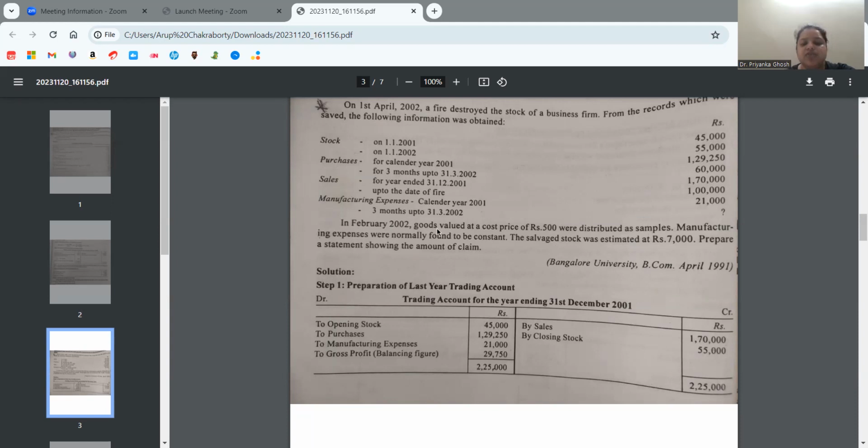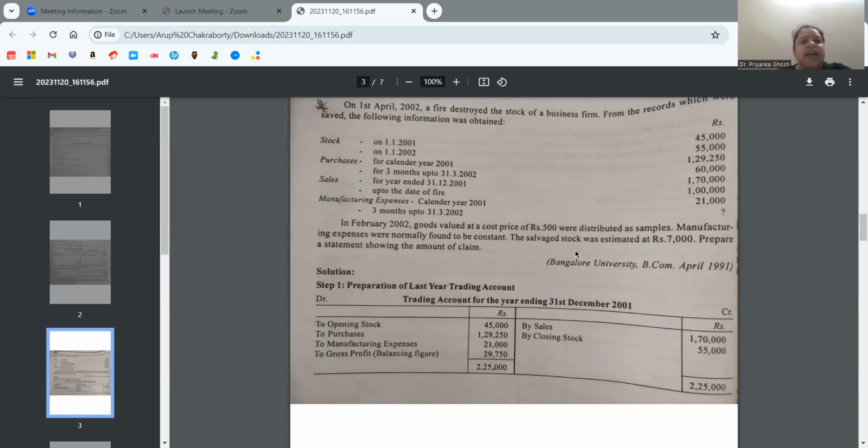Then in February 2002, goods valued at cost rupees 500 were distributed as free samples. Free samples means we are distributing some of the goods for advertisement purposes. Manufacturing expenses were normally found to be constant, meaning each and every month the manufacturing expenses are fixed, with no changes. The salvage stock was estimated at rupees 7,000. Salvage means the scrap value of the stock after the incident, which will be 7,000.